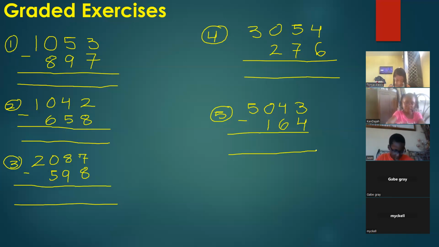All right, what number you on? What number you on, Ariana? Number three. Number three, good. What number you on, Yandra? I'm on number five. All right, that's good. How about you, Kendra Nick, what number you on? I'm on number four. Number four, okay, good. Gabby Gabe, what number you on?